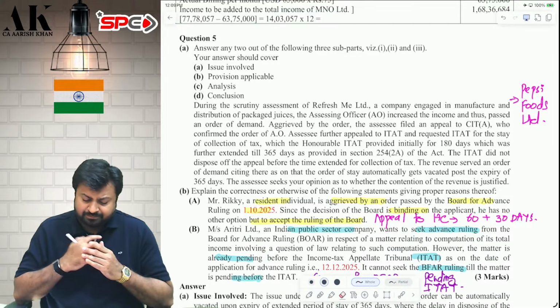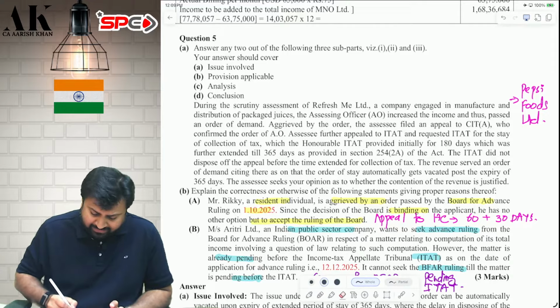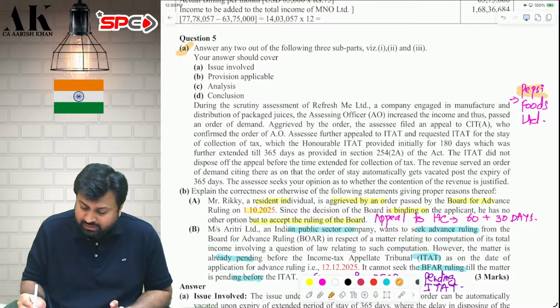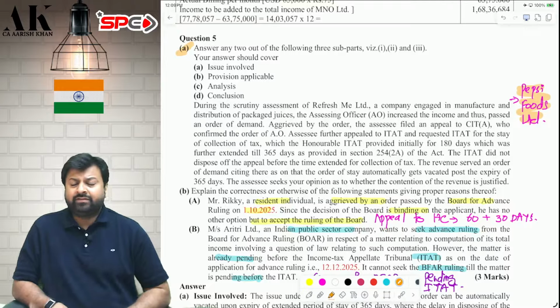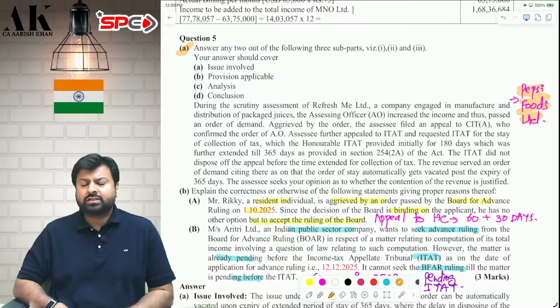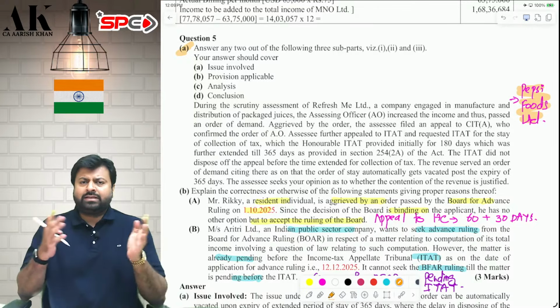Question number 5. The first question, question number 5A, is a case law question of Pepsi Foods Limited. I will give you the background, what has happened in this case. I have told you this many times. We have done a lot of questions in the class also. Very important case law it is, very important. Already a lot of times ICAI has asked.